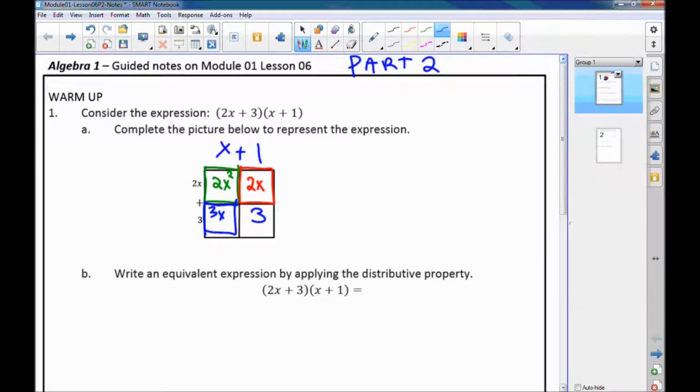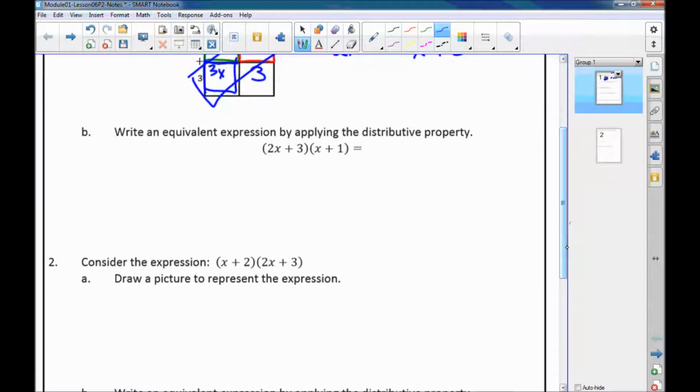Okay? So when I combine everything together, 2x squared doesn't have any buddies, but the positive 3x and the positive 2x will add up to make positive 5x, and then the 3 comes down. All right? Part B. Same expression, but this time we're going to simplify using the distributive property.